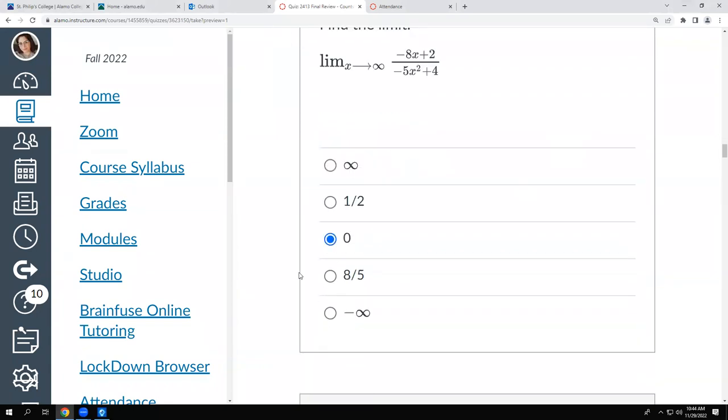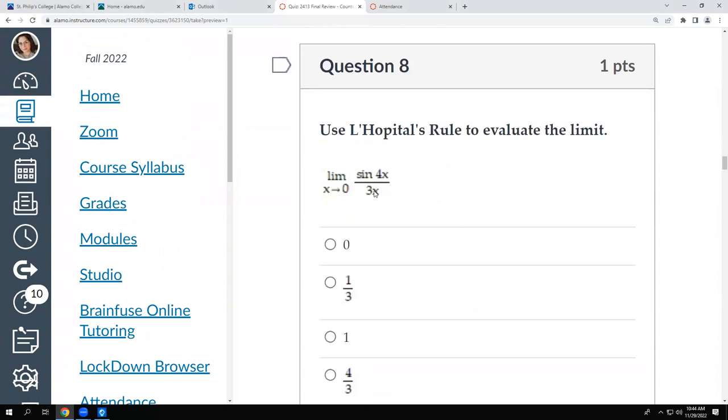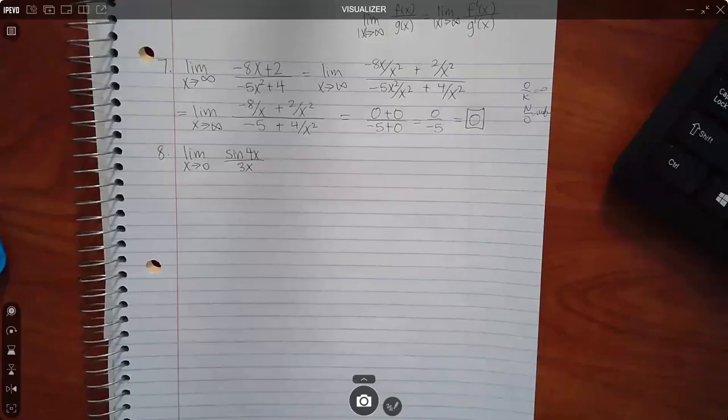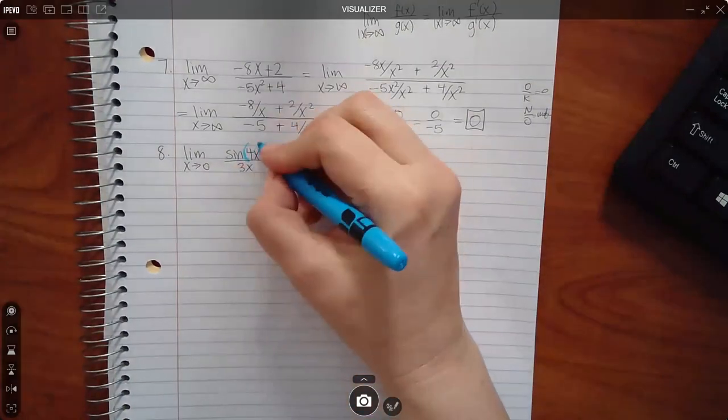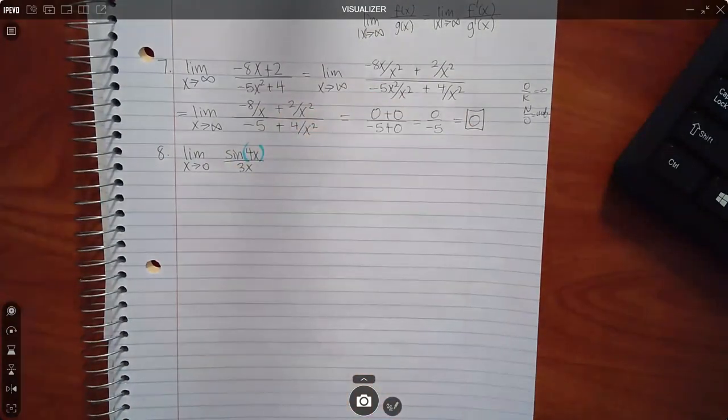And it is on here. This one wants us to use L'Hôpital's rule. Let me write it down real quick and then I'll go back to my paper. Now I don't particularly like the way they write it, just FYI. You are taking the sine of this entire expression, so for me personally, I would have put it in parentheses. When you put it in parentheses, it's more obvious that you have to apply the chain rule when you do the derivative.